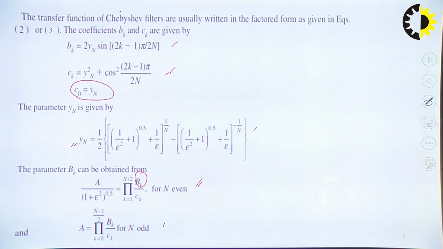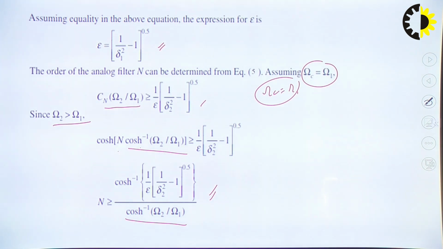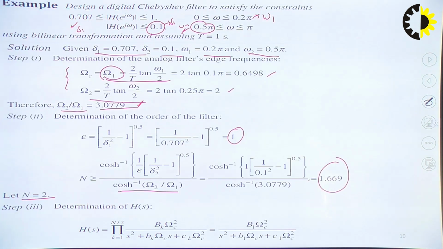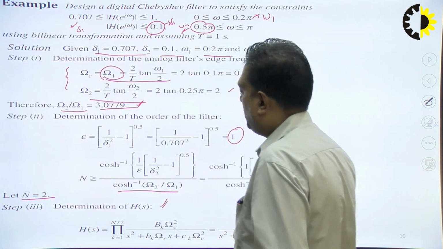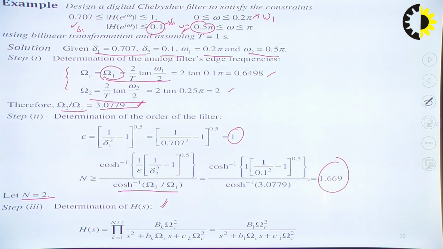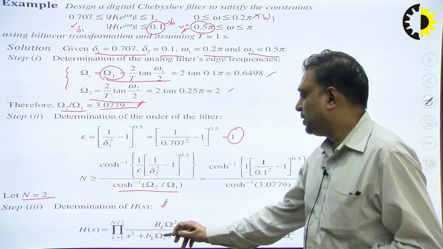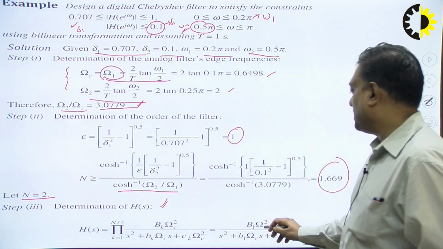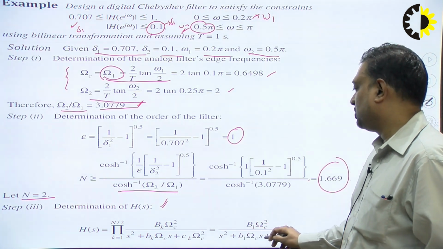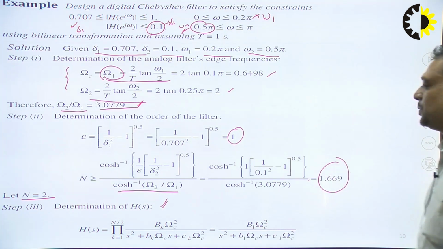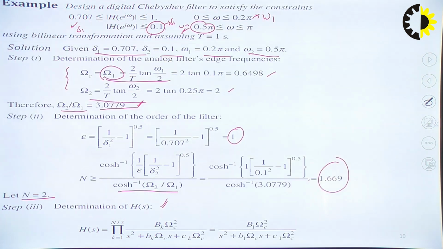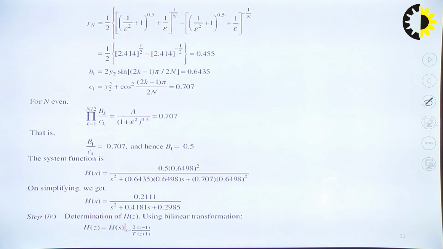Now we will put this value in the determination of H(S). This formula we have already seen for even filter order. H(S) equals the product for k equals 1 to n by 2 of bk omega c square upon S square plus bk omega c S plus ck omega c square. Okay. So now we put k equals 1 to 1. So this will become b1 omega c square upon S square plus b1 omega c S plus c1 omega c square. Okay. Now calculate the value of Yn, because Yn is required for calculating the value of Cn.